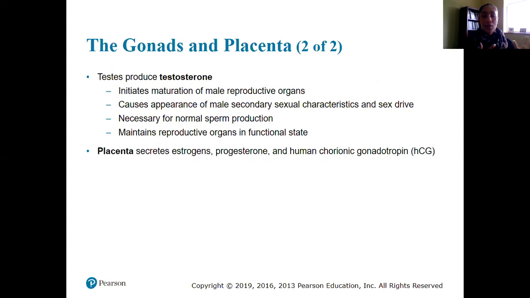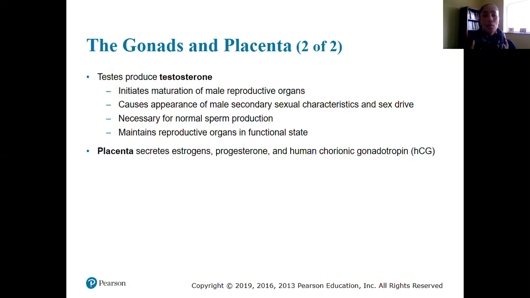In the testes, if you're a male, your testes are going to produce testosterone, and this is going to initiate the maturation of male reproductive organs. Testosterone is going to cause the appearance of secondary sexual male characteristics. So testosterone is also going to drive fat deposition in males to where a man looks masculine. Testosterone is necessary for normal sperm production, so that's why if a male has low testosterone levels, it's going to directly affect a man's ability to produce adequate amounts of sperm.